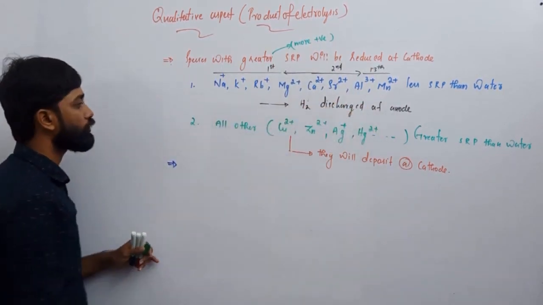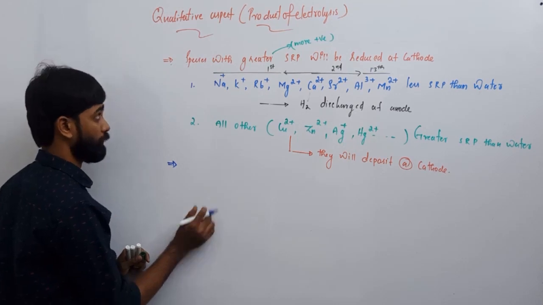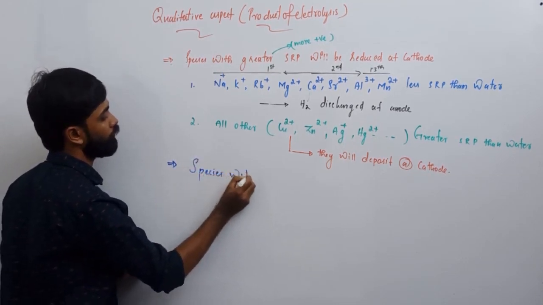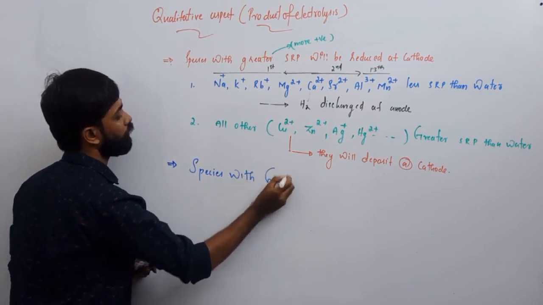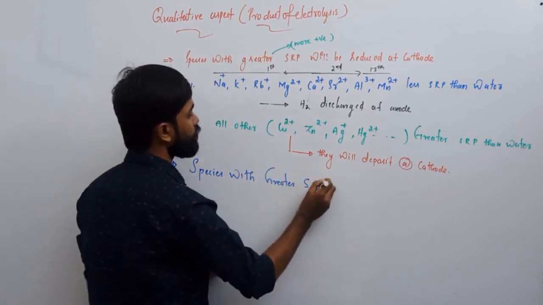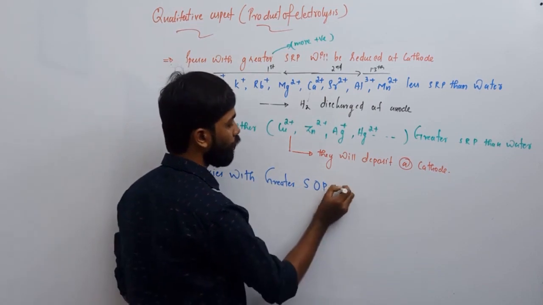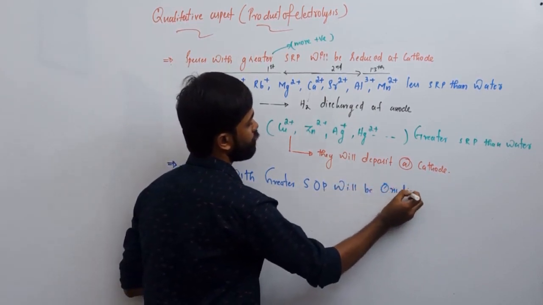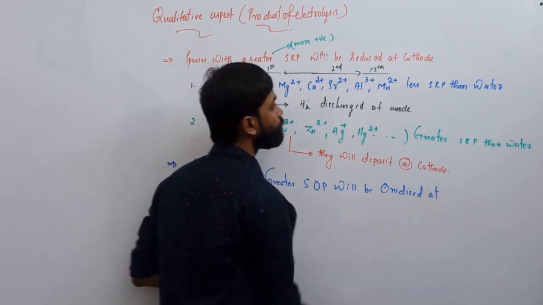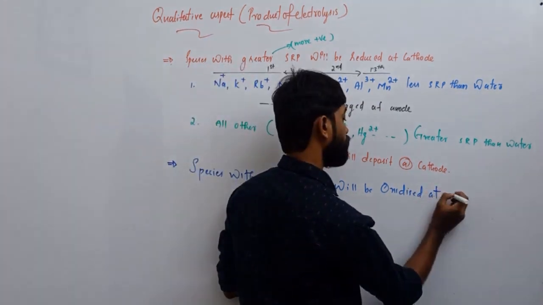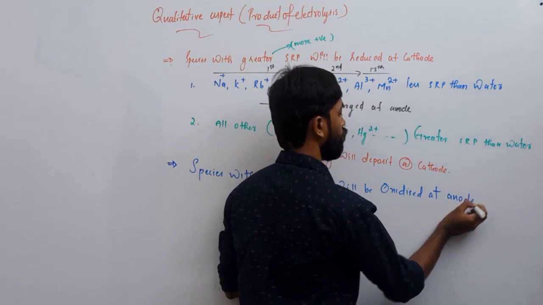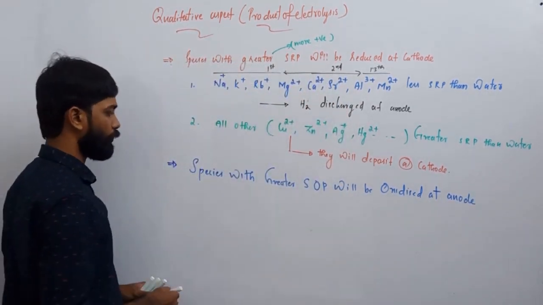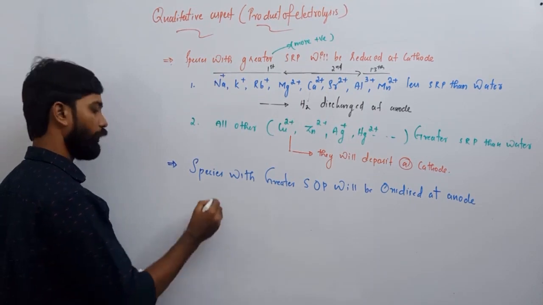And the next point is related with the oxidation. So species with a greater standard oxidation potential, SOP, will be oxidized at the anode. Will be oxidized at anode. Okay, that is the first point, or that is the most important point.